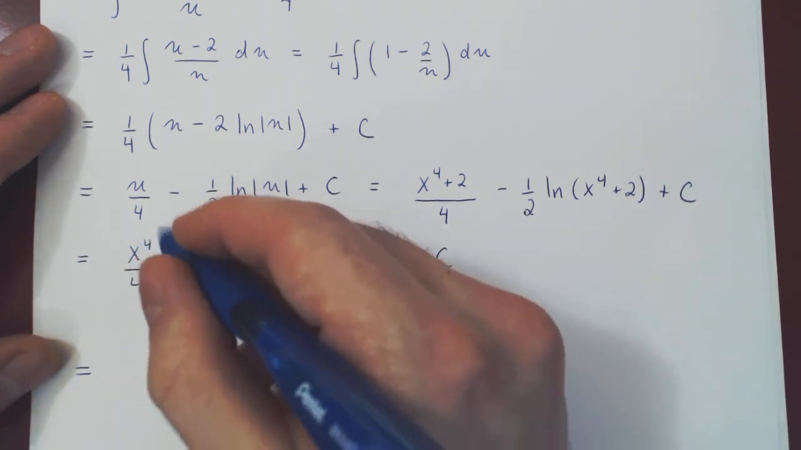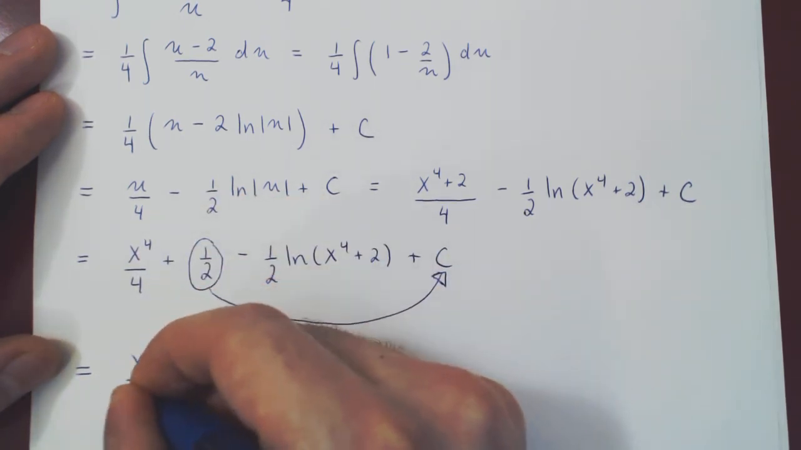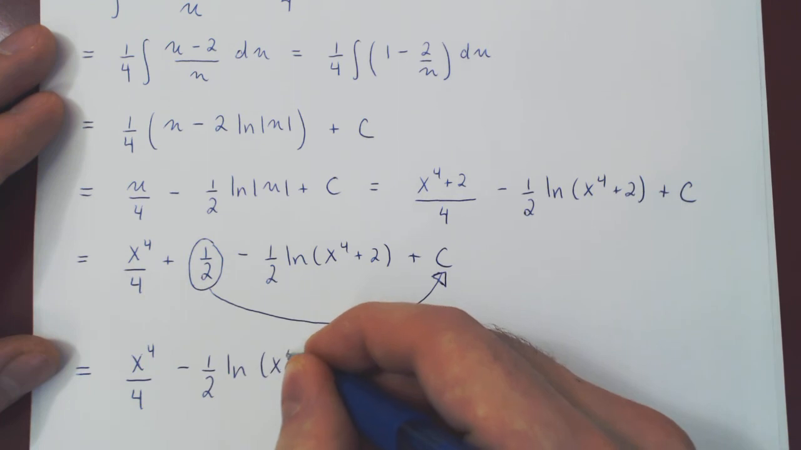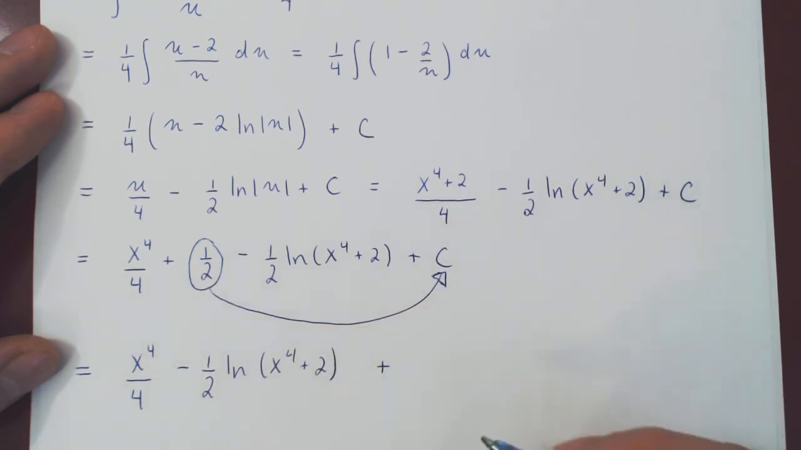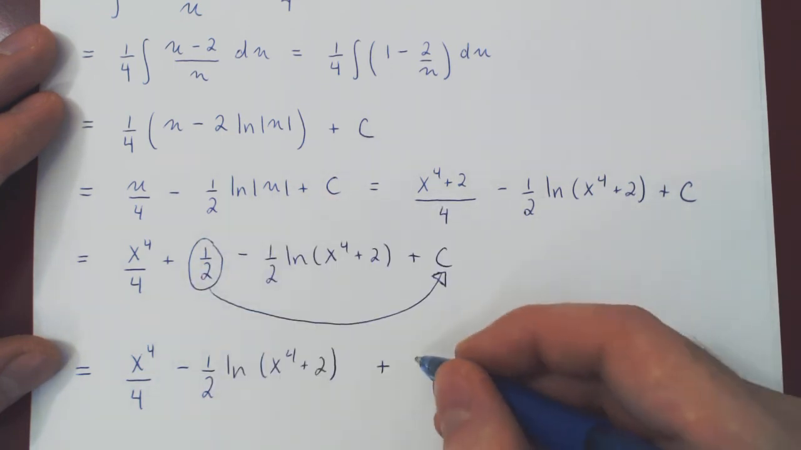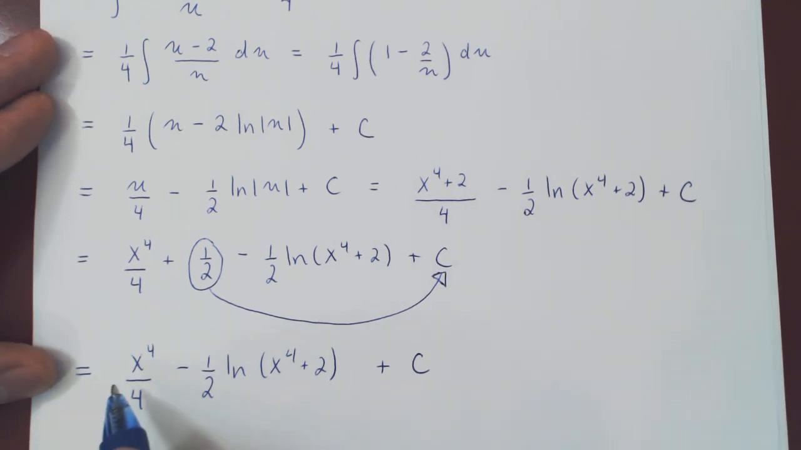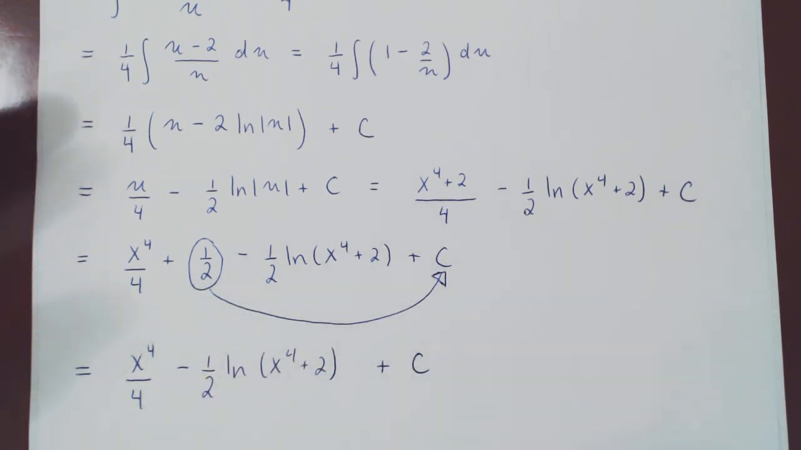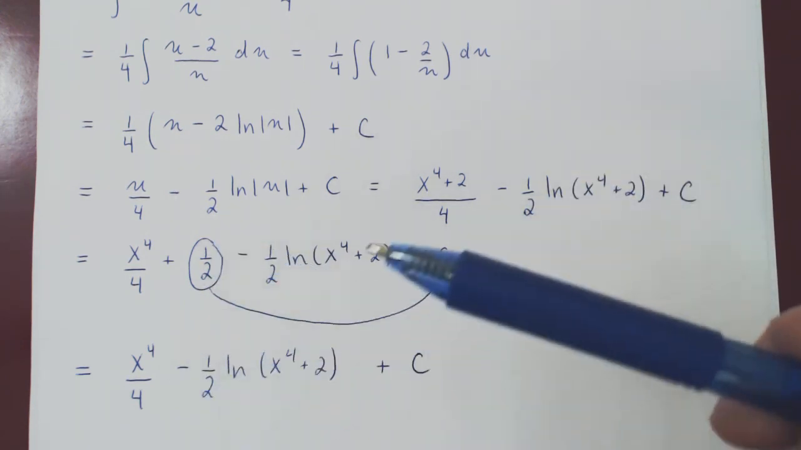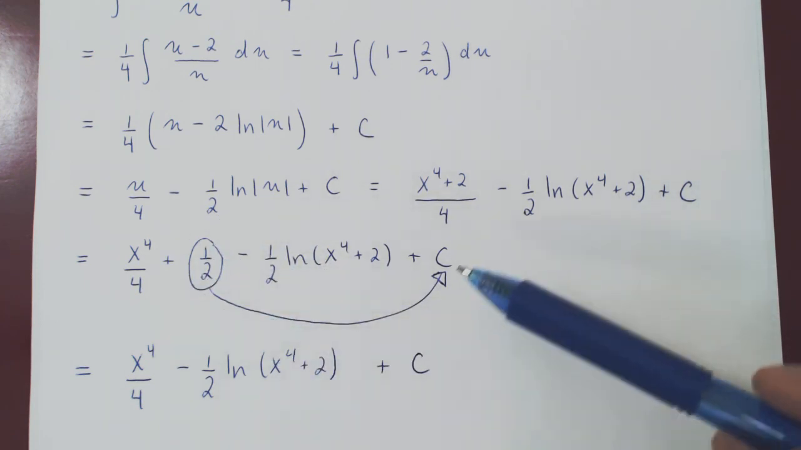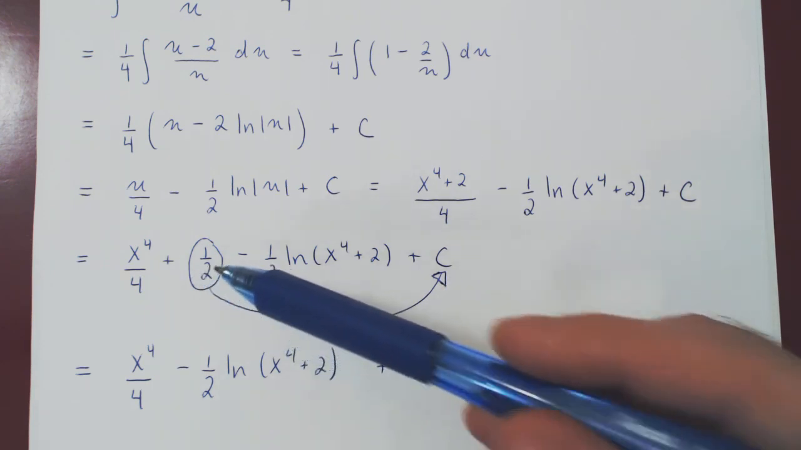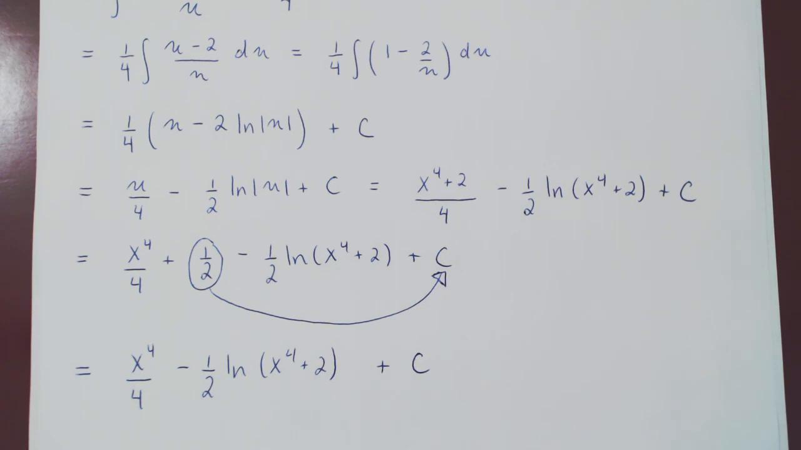So our antiderivative is x to the 4 over 4 minus 1/2 ln of x to the 4 plus 2 plus, as I've just said, as c is an arbitrary constant, c plus 1/2 is also just an arbitrary constant. And this makes our final answer look a little simpler. So the lesson here in the end is every time you have some constant or constant terms floating around, you can always just dump them in the arbitrary constant, as an arbitrary constant plus any other constant is still an arbitrary constant. And that's it.